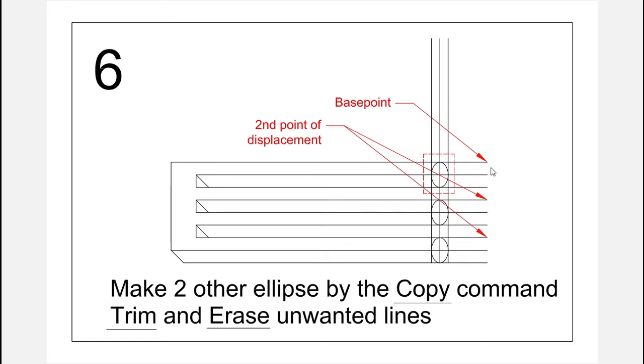If you don't want to use this as our base point, if you want to use this as our base point, you can do that. As long as the second point of displacement would be this, the edge or the end of the line, and the next would be this. If this is your base point, your second point of displacement should be this and this. Okay, so I will demonstrate that later.